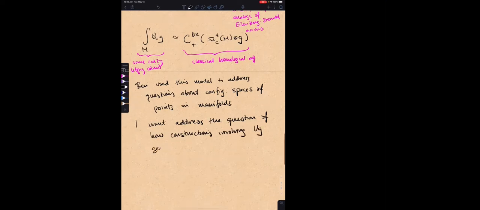I want to address a different kind of question: the question of how constructions involving the ordinary enveloping algebra generalize to higher enveloping algebras. So that's what Greg and Brian and I were thinking about.